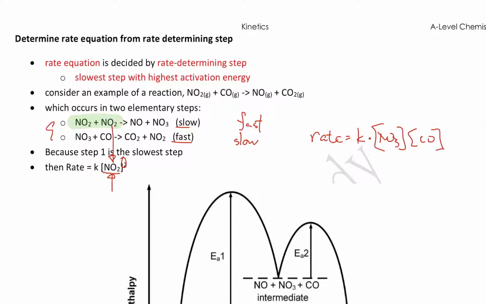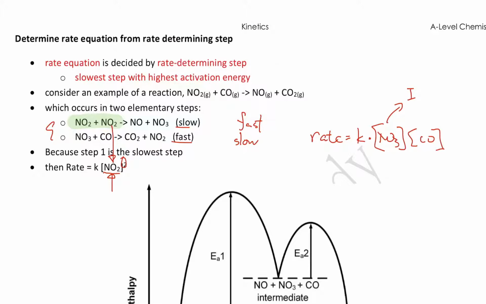But this cannot be a final answer, because NO3 is an intermediate of the mechanism: you form NO3 from step 1 and then reuse it in step 2. And we can't write an intermediate in the rate equation. The main reason is that the rate equation gives you a hint about how you control the amount of substance that you add in order to control the rate. Obviously you can't add intermediates, because an intermediate is something you form from the previous step. So you can't add it, and you have to rewrite it into something else.